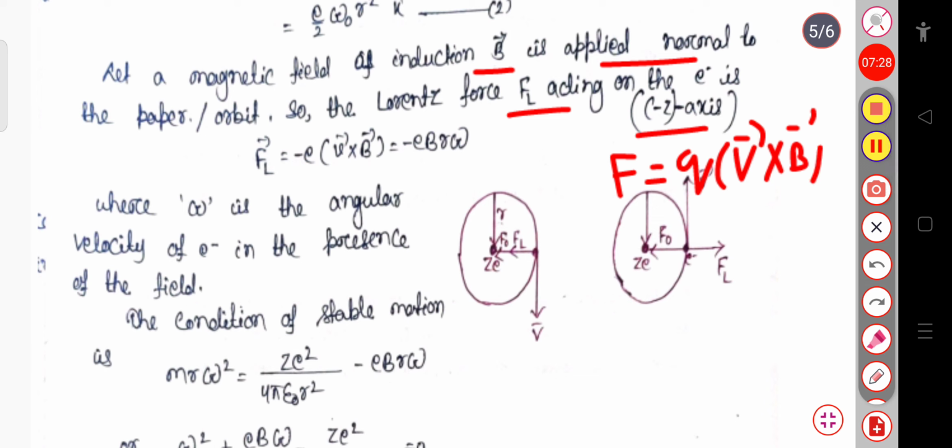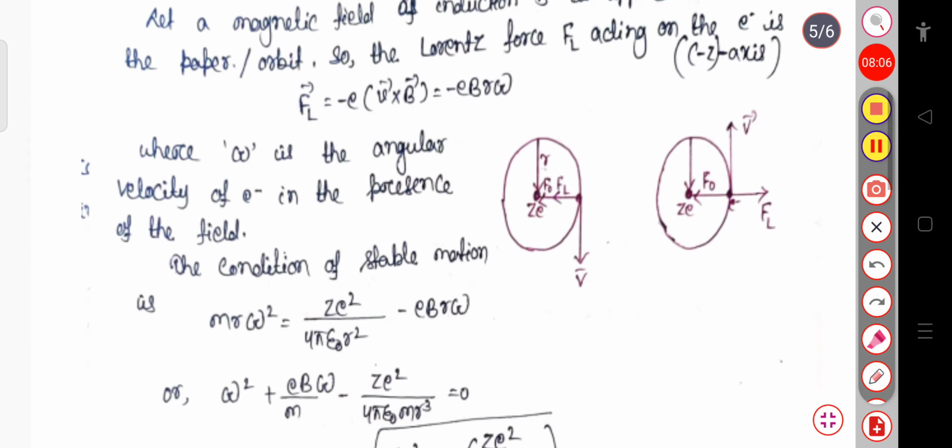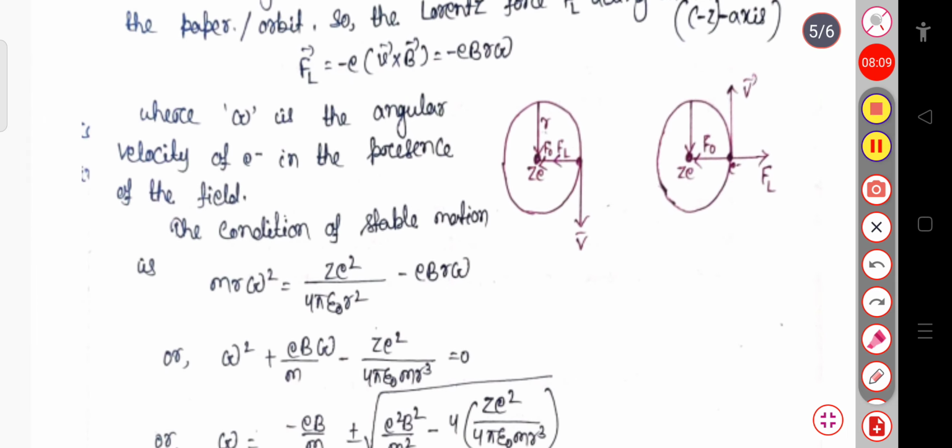V cross B will be equal to VB. In place of V, if I put V equal to R omega, then this will be minus e, R omega, and this is your B. Since V cross B is VB sin theta, and the velocity of the electron and the magnetic field are in perpendicular directions, VB sin theta will be VB sin 90. Sin 90 goes to 1, and by substituting V equal to R omega, we get the Lorentz force equal to minus eB into R omega, where omega is the angular velocity of the electron in the presence of the field.